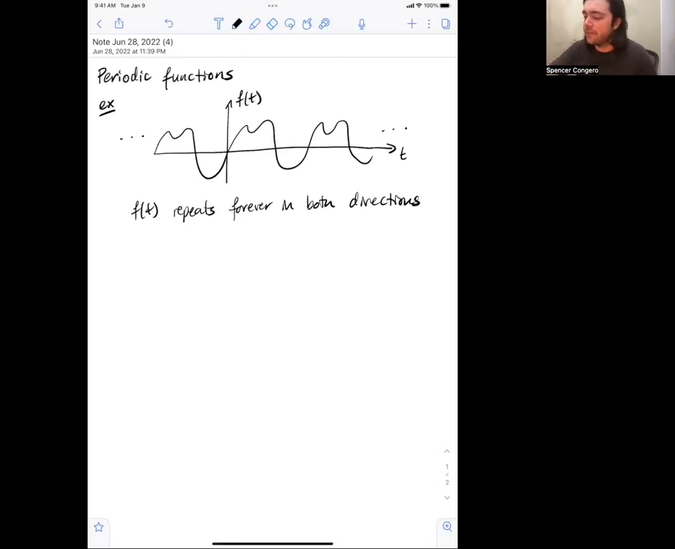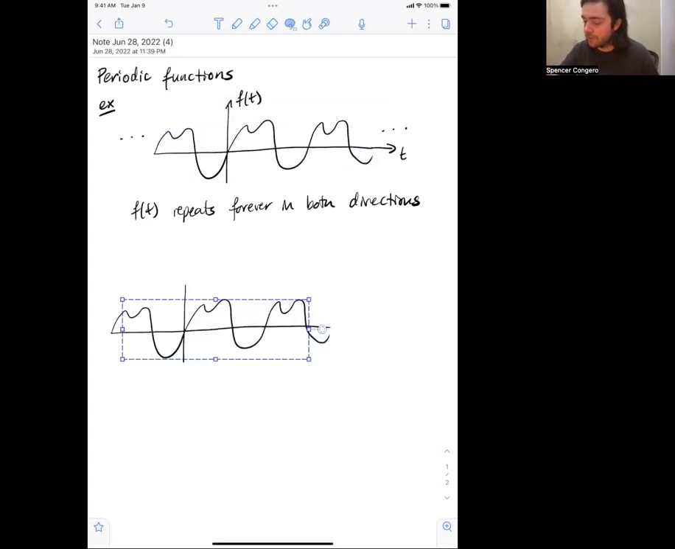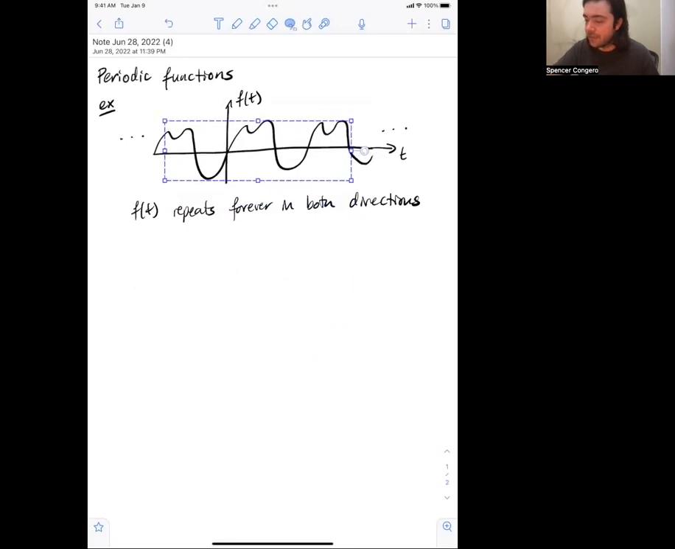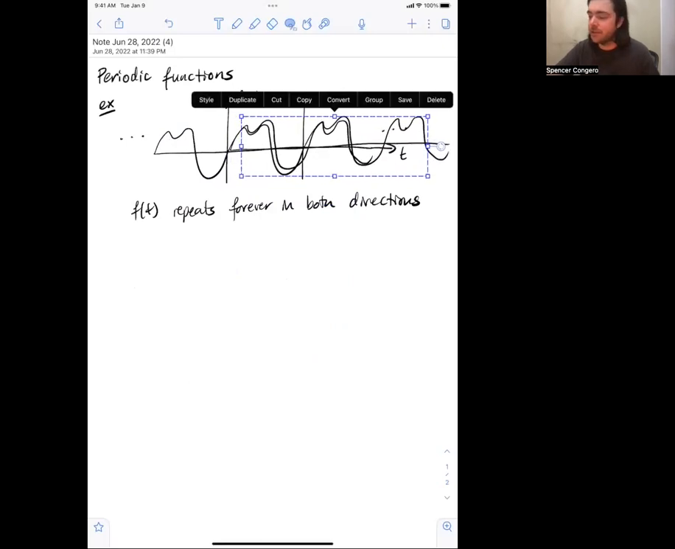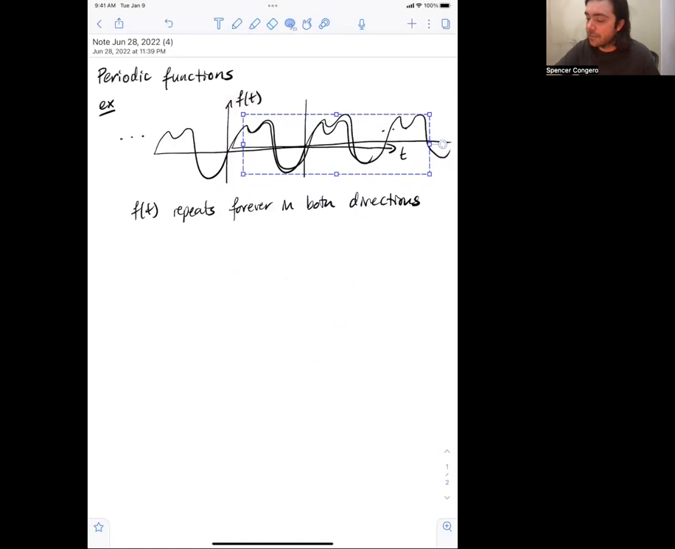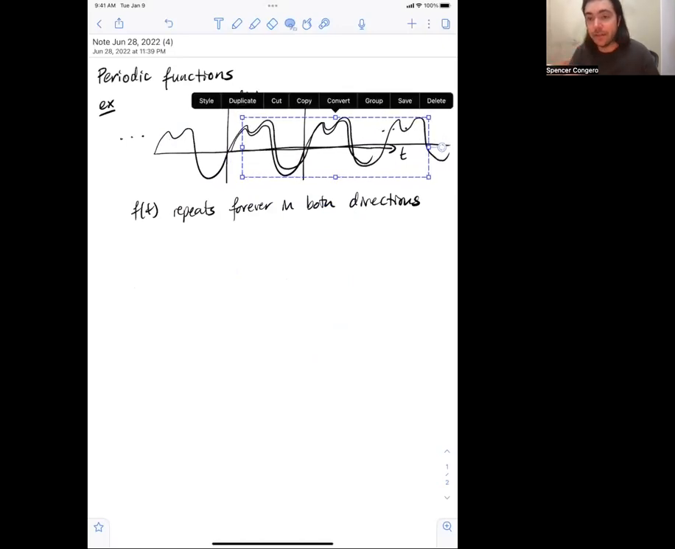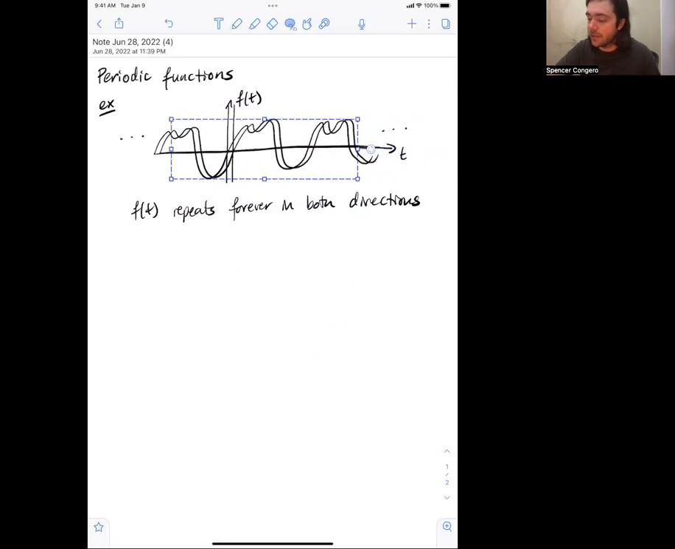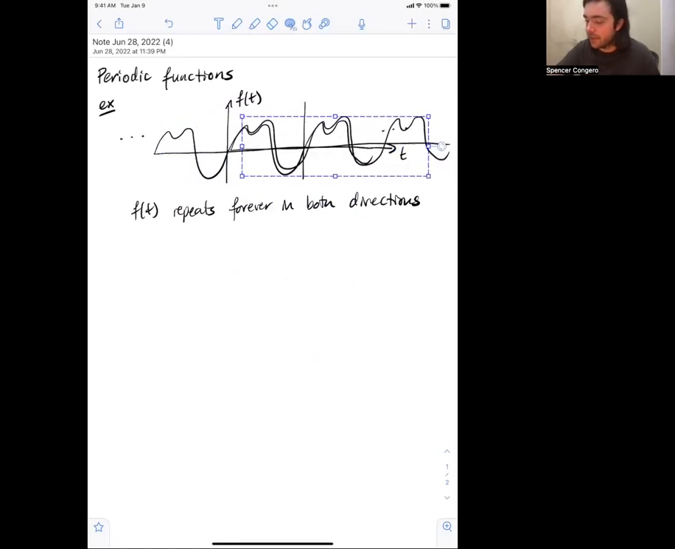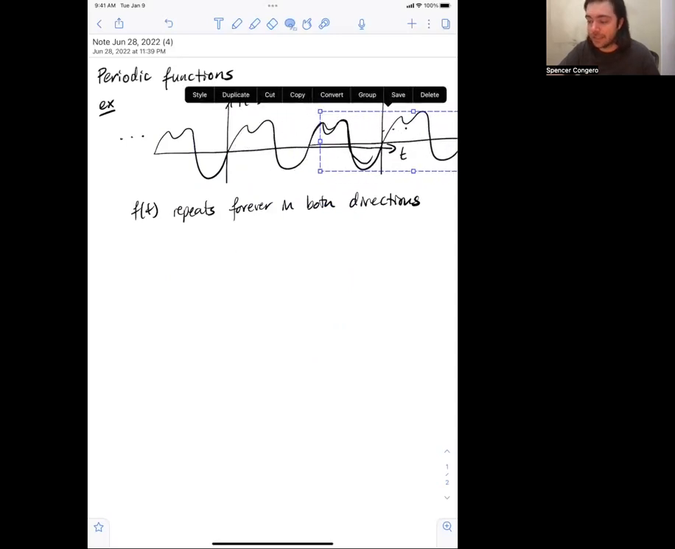Okay, so what does it really mean for f of t to repeat forever? Well, you could think of multiple different ways to describe that, but the one we are going to use is that I can shift the entire function by some amount so that I get back the exact same function. So if I start with my function here and I shift it to the right, then I get back the exact same function. If I shift it to the right again, I would get back the exact same function, because remember, I'm saying this repeats forever in both directions.